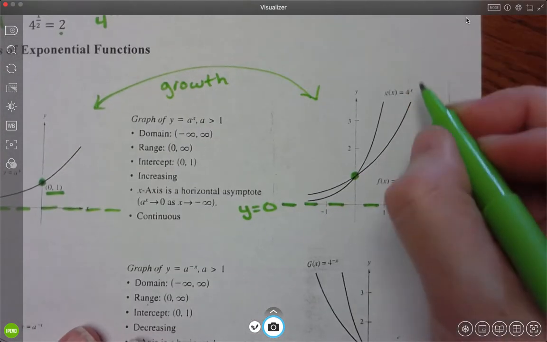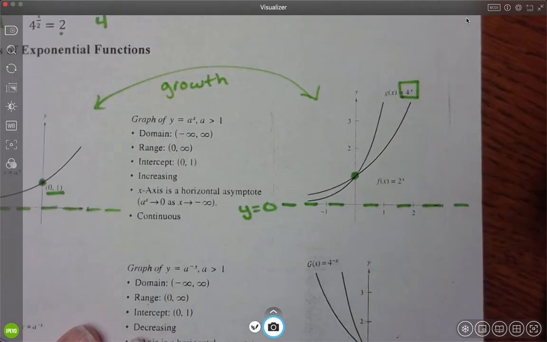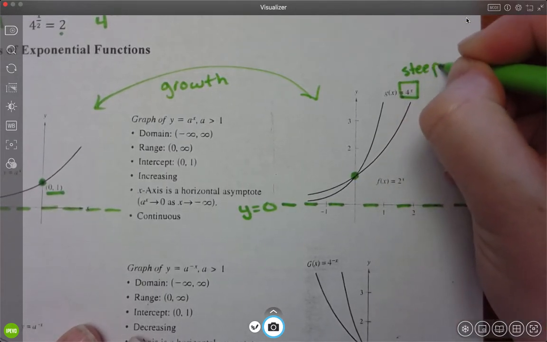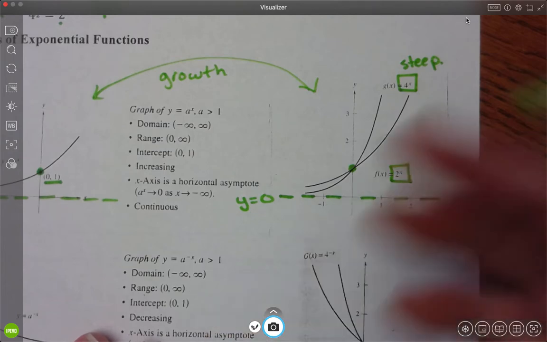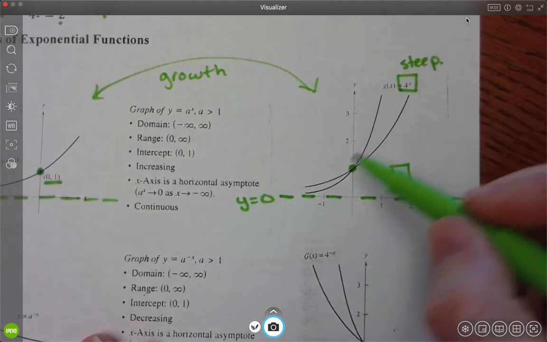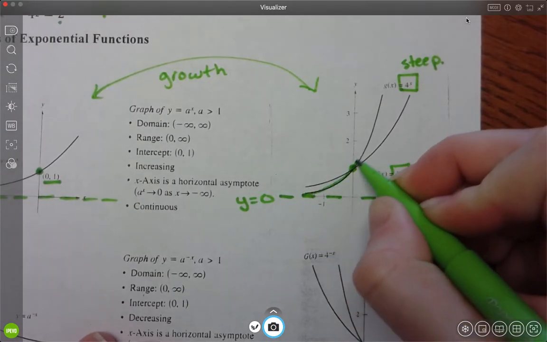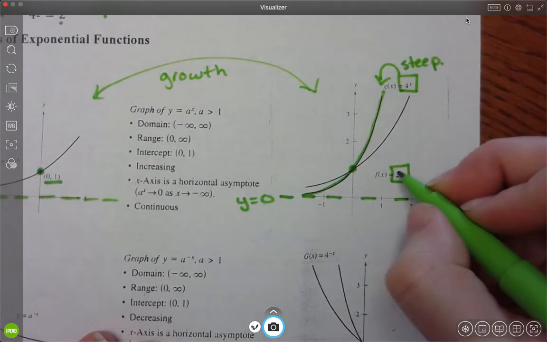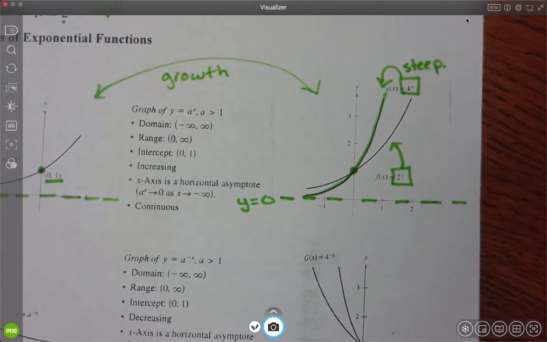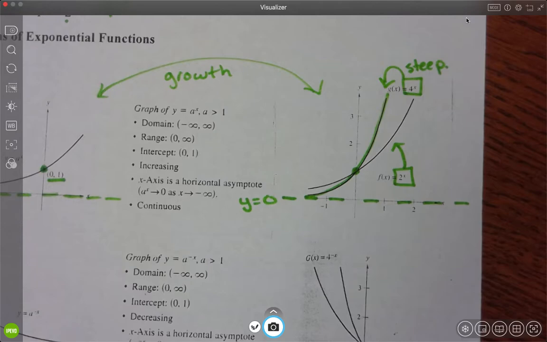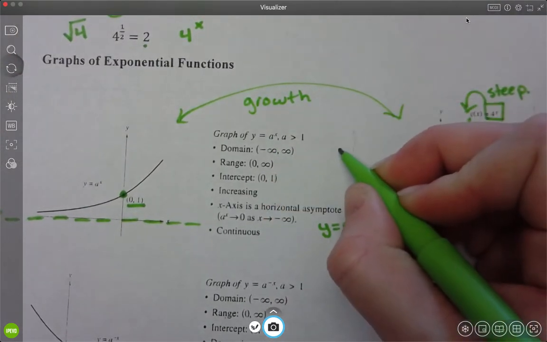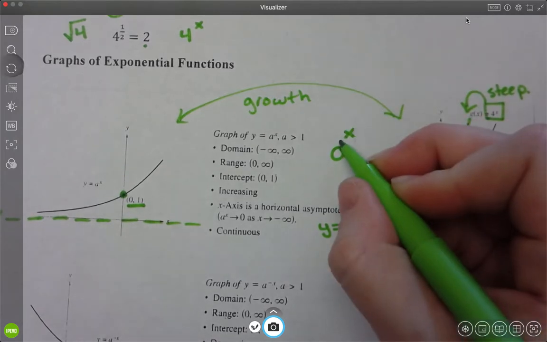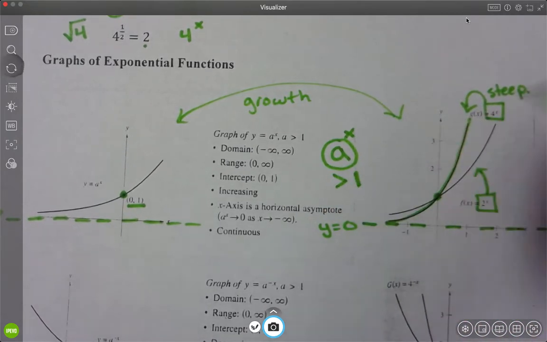And then they will grow. They will become steeper the larger the number is. So this is going to be steeper than the 2 to the x power. It's kind of like a linear function: the larger the number, the steeper it's going to be. So this 4 to the x power is this guy right here, and the 2 to the x is this one, which is a little bit more shallow. It's not going up quite as quickly as the 4 to the x power. That's what those growth functions will look like. Now, you know that it will be a growth if your exponential function is a to the x power and this number a is greater than 1.